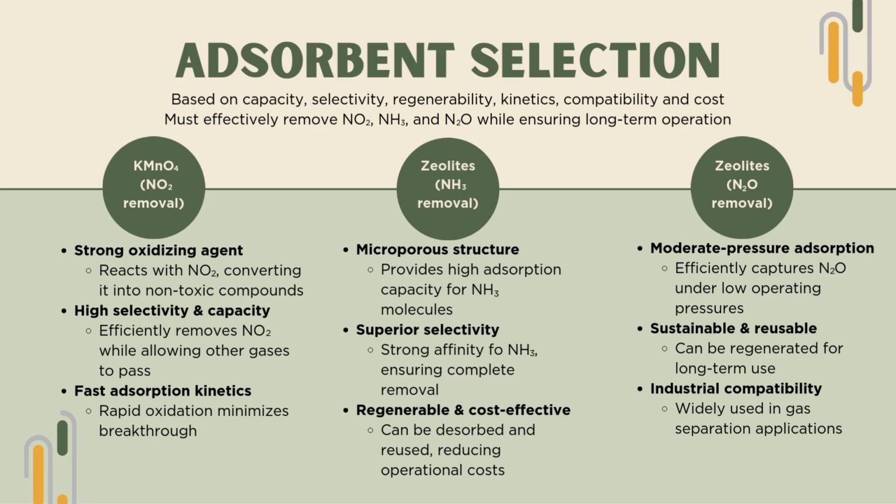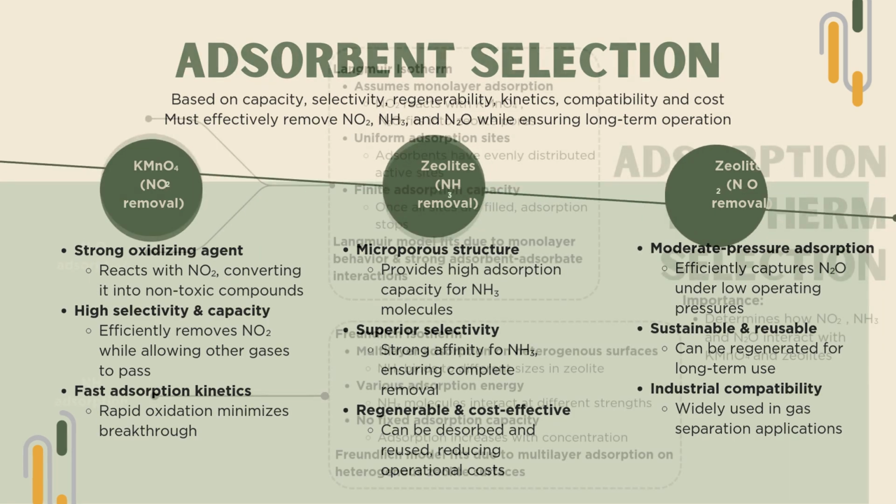Next, zeolite is used for the NH3 removal because of its microporous structure, other than having superior selectivity. It is also a regenerable and cost-effective adsorbent. Zeolite is also used for N2O removal. This is because it can still operate under moderate pressure adsorption. It is also a sustainable and reusable adsorbent, other than complying with industrial compatibility.